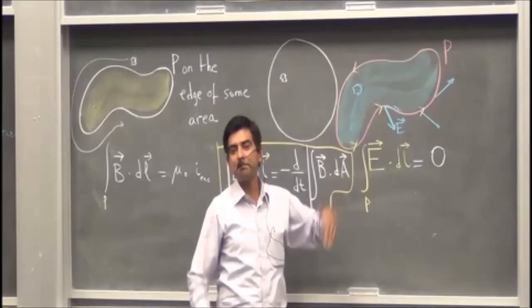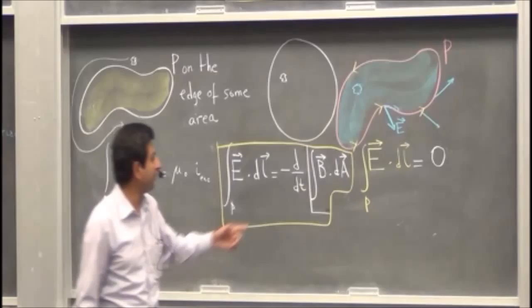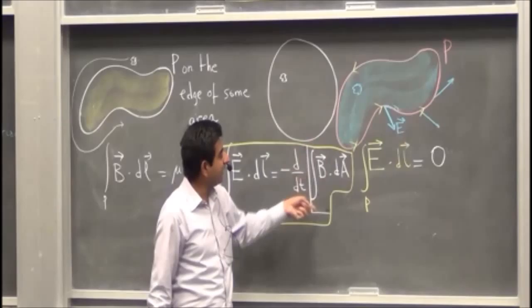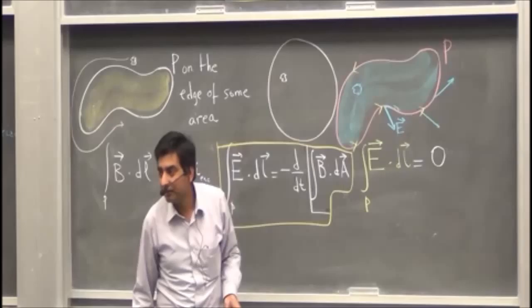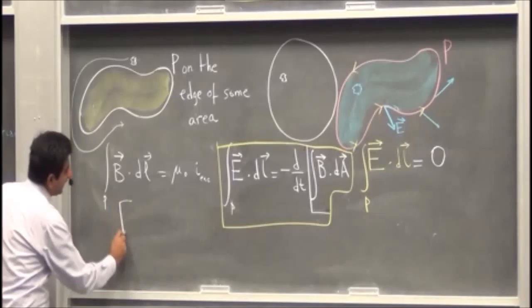Exactly, Gauss's law for magnetism is for closed surfaces. This is just an open area that has a perimeter, it has a fence around it, but it's not a closed area. So B dot dA about this path will not be zero. So physically, what does B dot dA over this area really mean? We call it the magnetic flux through this area.